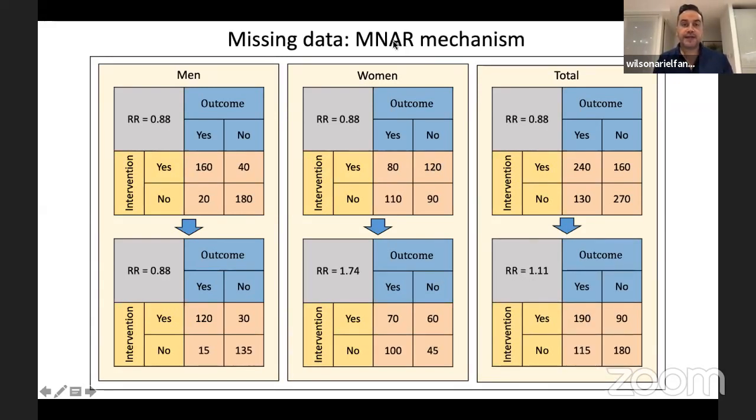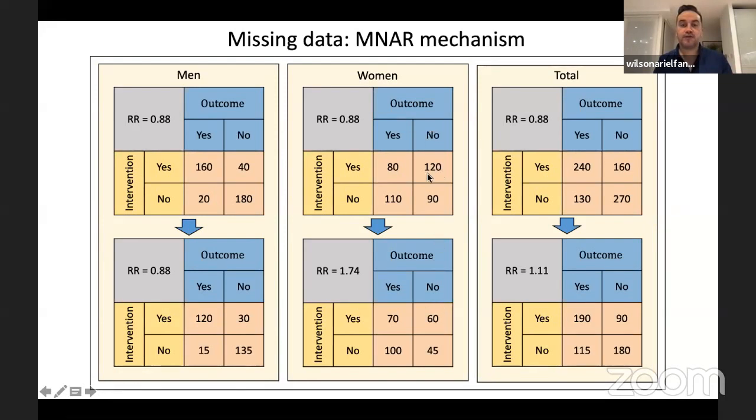And finally, the missing not at random mechanism. So again, it has to do with the outcome. In this case, for example, here 80 patients started the trial, and then 70 finished the trial. So only 10 of them dropped when the outcome was positive. And when the outcome was negative, 120 and 60. So you see the difference.